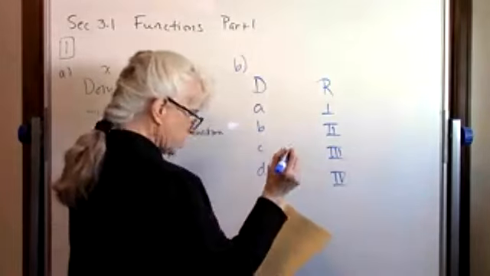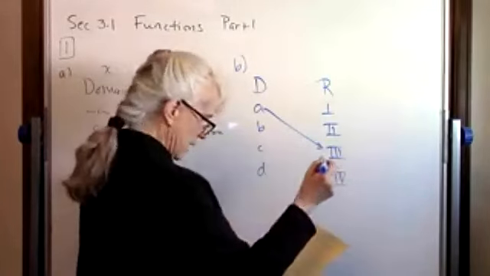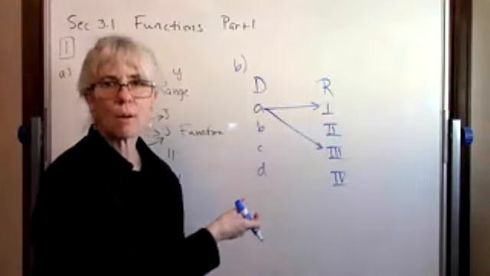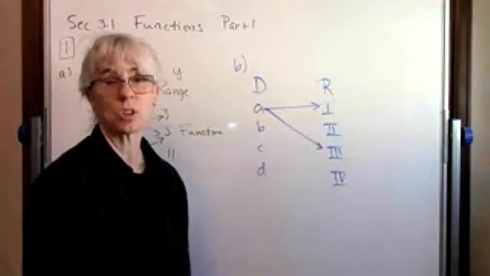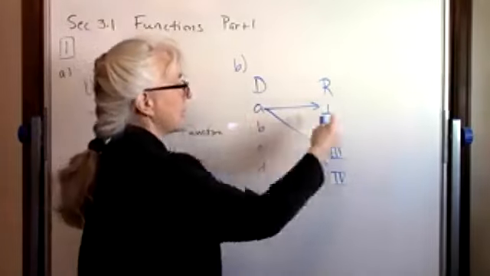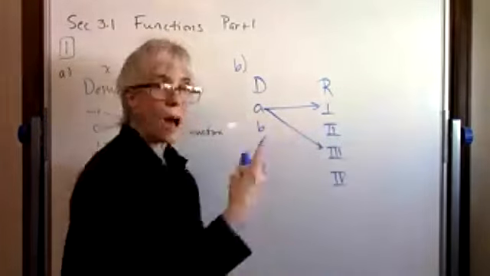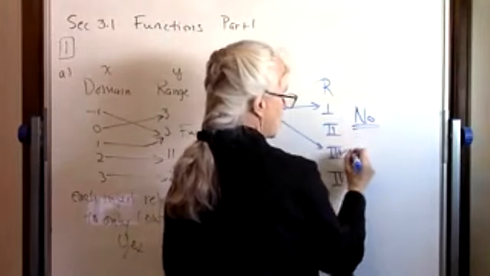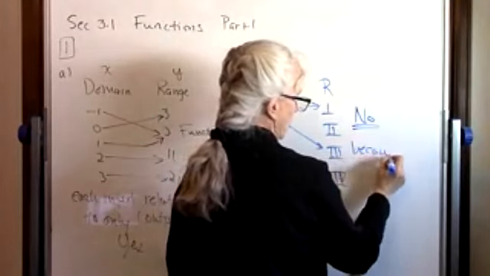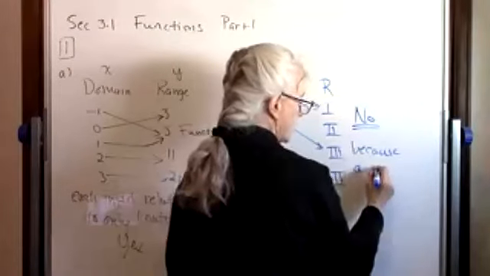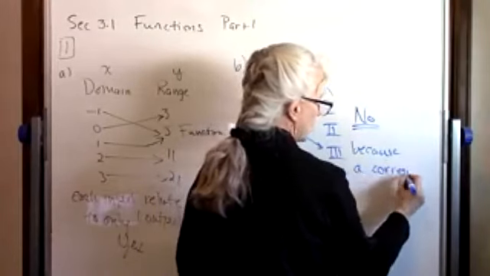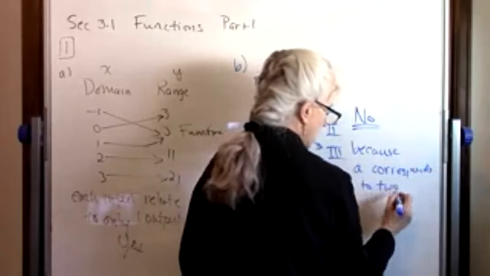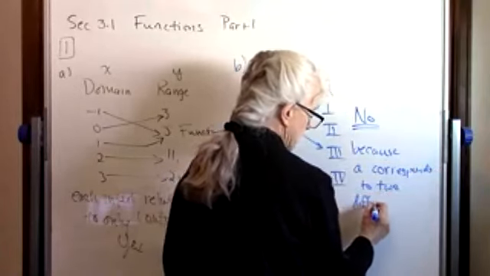So A corresponds to 3. We also see that A corresponds to 1. And I really don't have to go any further with the drawing because that right there tells me this relation is not a function. I have one input and it is corresponding to 2 different outputs. So it is not a function, so no. And that's because A corresponds or relates to 2 different outputs.